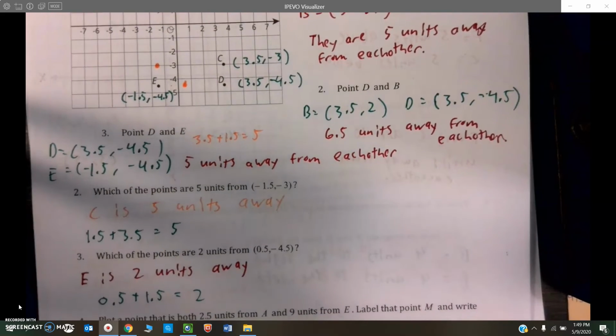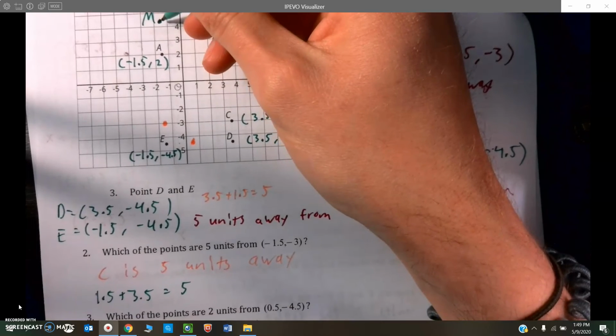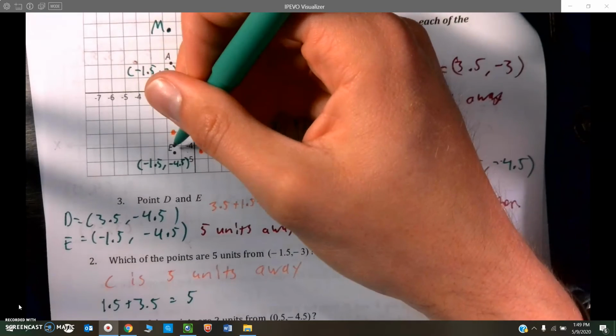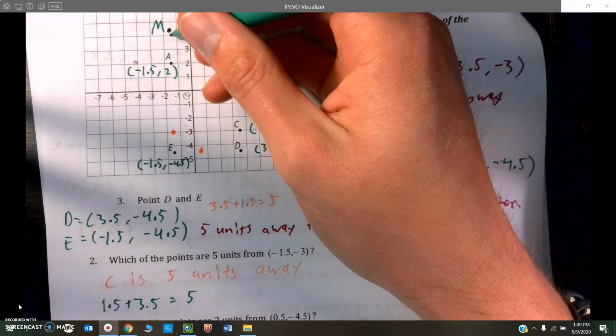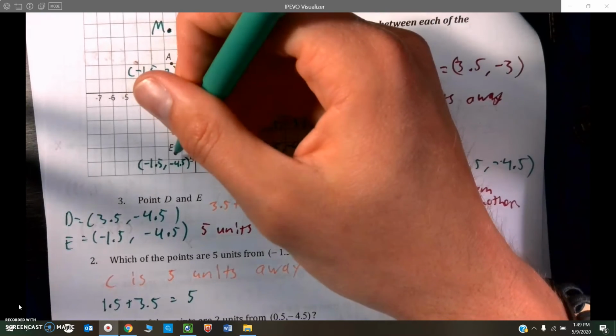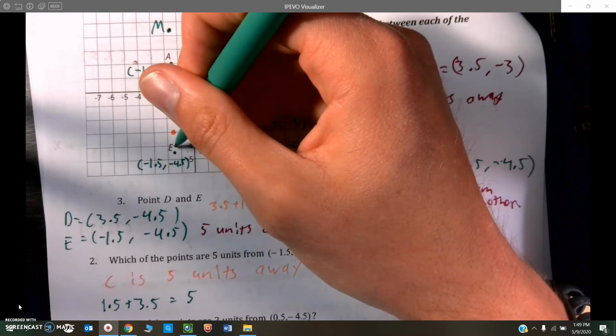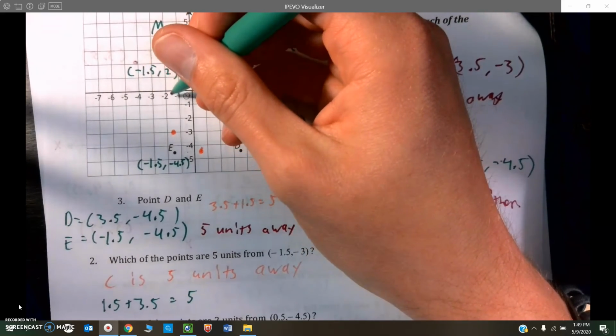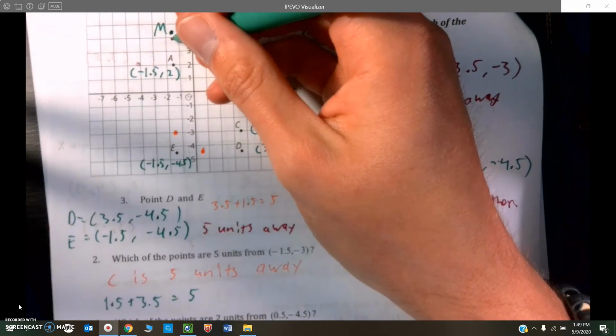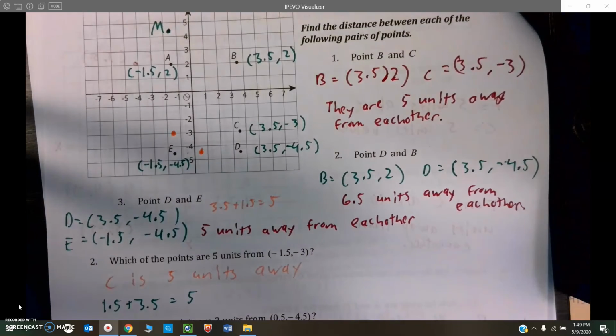And if we look at y, we can already see that this is 2.5 units from A, and then from E, 1, 2, 3, 4, 5, 6, 7. Oh, sorry, we're at a half. So a half, 1, 2, 3, 4, 5, 6, 7, 8, 9. Okay.